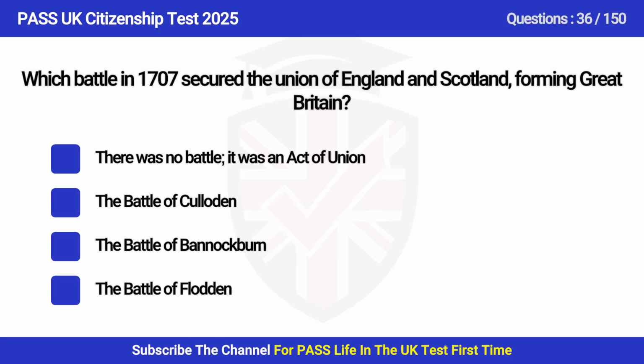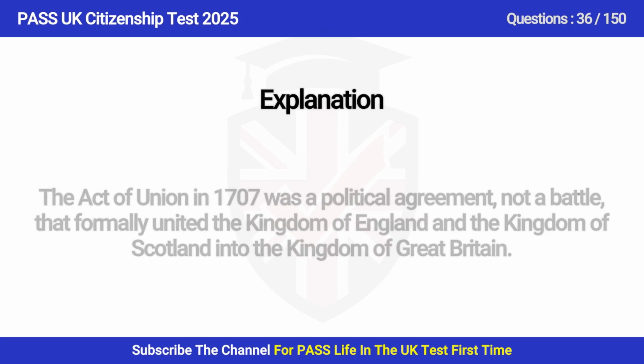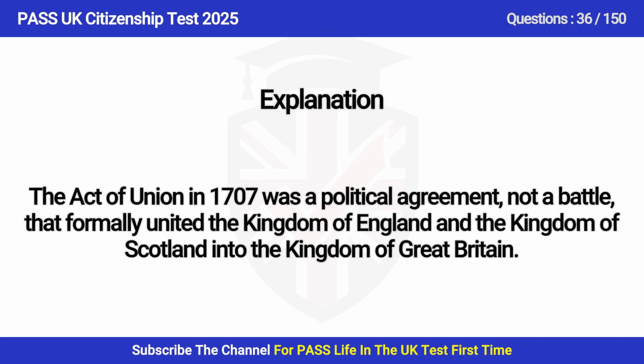Question 36. Which battle in 1707 united England and Scotland, forming Great Britain? A. There was no battle, it was an act of union. B. The Battle of Culloden. C. The Battle of Bannockburn. D. The Battle of Hastings. Answer is A. There was no battle, it was an act of union. The Act of Union in 1707 was a political agreement, not a battle, that formally united the Kingdom of England and the Kingdom of Scotland into the Kingdom of Great Britain.